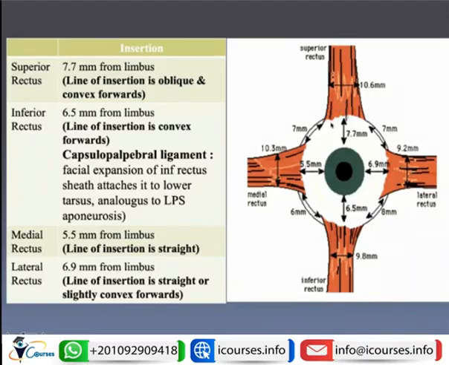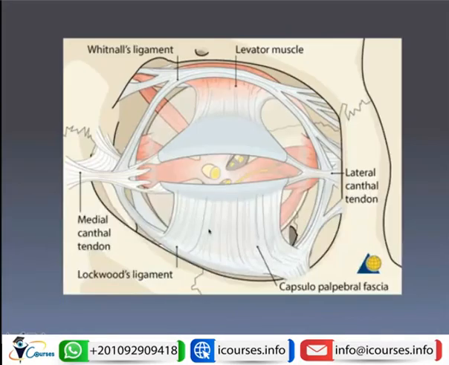These are the main figures that you need to memorize and you will be asked in the exam. Again, 5.5, starting always from the medial rectus and going below: 5.5, 6.5, 6.9, 7.7. If you repeat them a lot, you will be able to memorize them. And the inferior rectus below will make an expansion with the capsulopalpebral ligament or the ligament of Lockwood, as we mentioned in the previous lecture. So the capsulopalpebral fascia fuses with the insertion of the inferior rectus muscle.